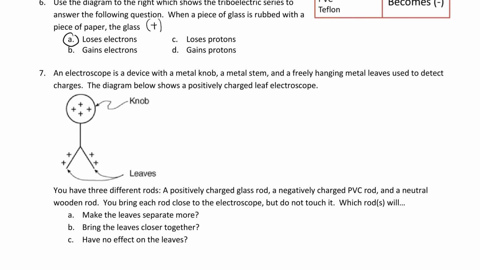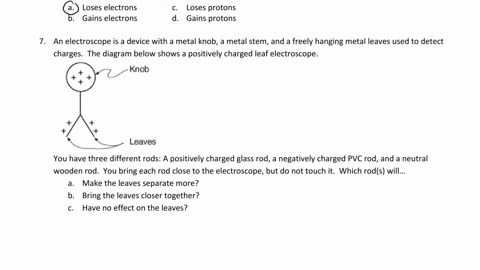Number 7, an electroscope is a device with a metal knob here, a metal stem, and freely hanging metal leaves. So these could rotate around, get really close together. And yep, that's what the electroscope looks like. And it's used to detect charges. So it's a scope. It's an electroscope. It detects charge. The diagram below shows a positively charged leaf electroscope.